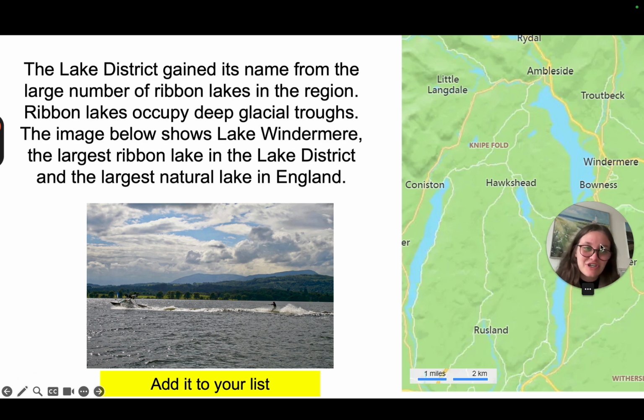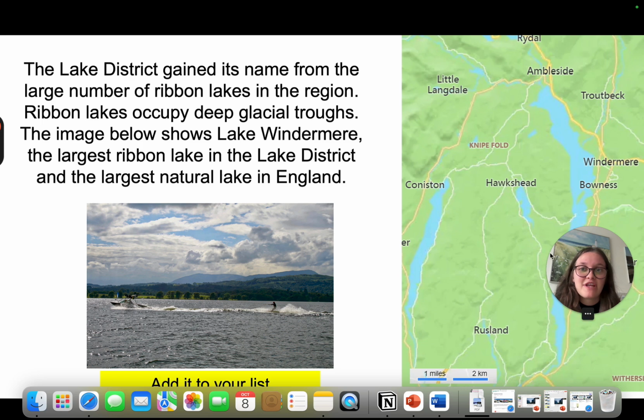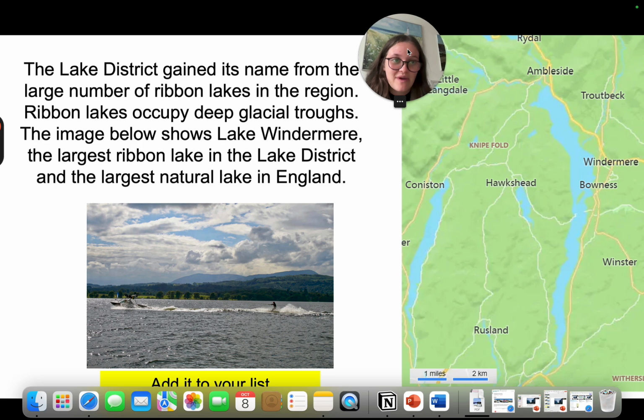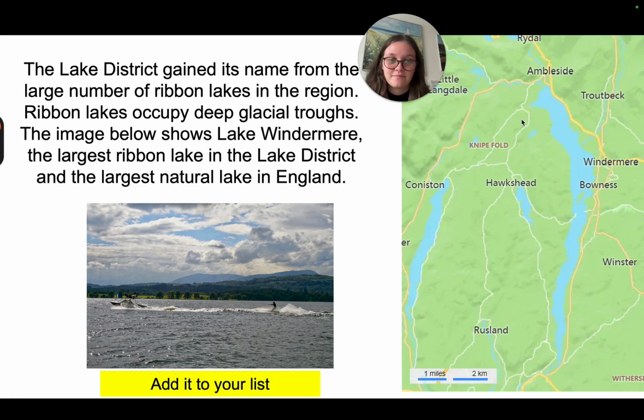Next, the Lake District gained its name from the large number of ribbon lakes in the region. Ribbon lakes often occupy deep glacial troughs. The image below here shows Lake Windermere, which is the largest ribbon lake in the Lake District and the largest natural lake in England. So if you can see this, this is the town of Ambleside, this is the town of Windermere, this is Bowness on Windermere, and you can see the ribbon lake the whole way down this glacial valley.